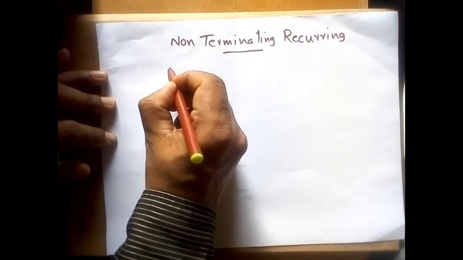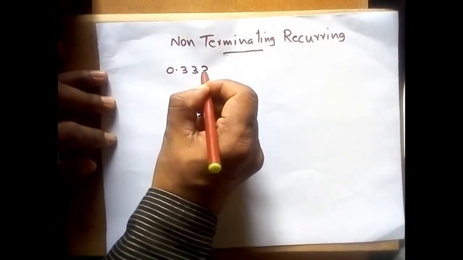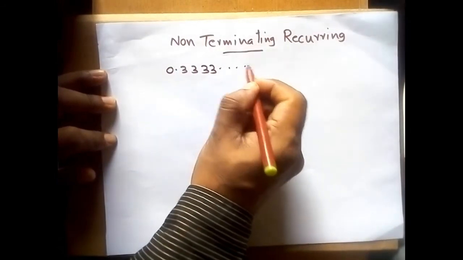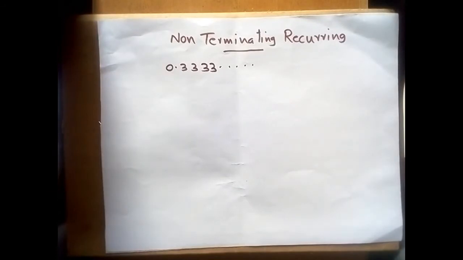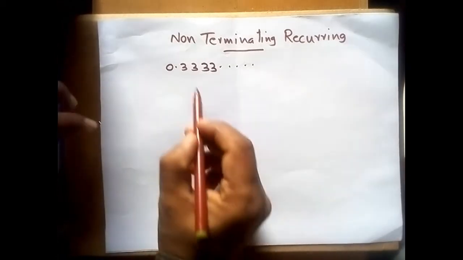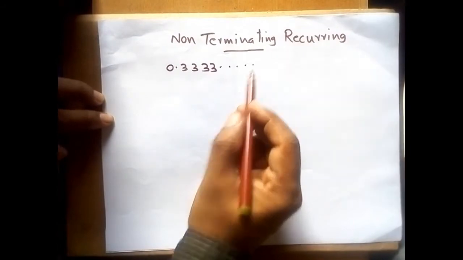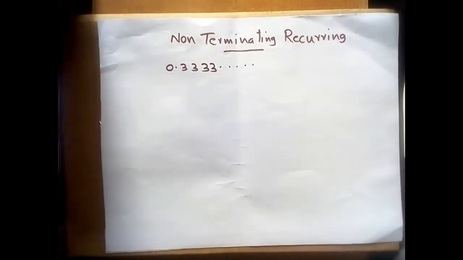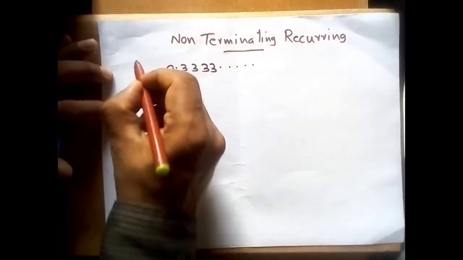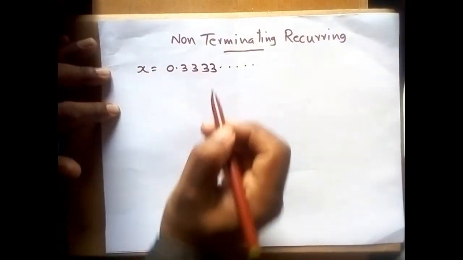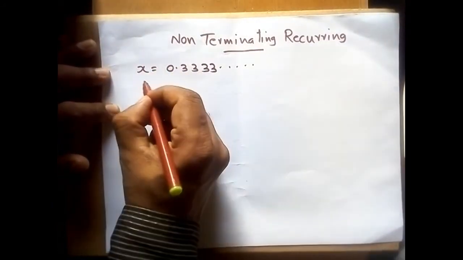Consider the example 0.3333 etc. What can you tell about this number? Yes, it is non-terminating and recurring. So the same number is repeating and it is not terminating. Can we prove that this is a rational number? Yes, we will try. So we will take x equal to this number.